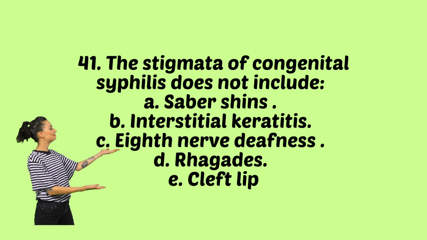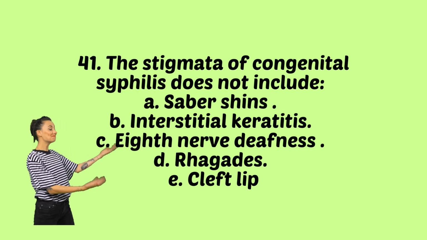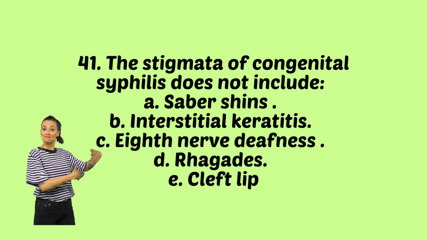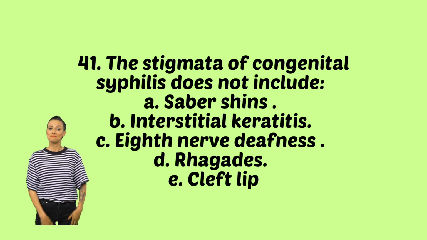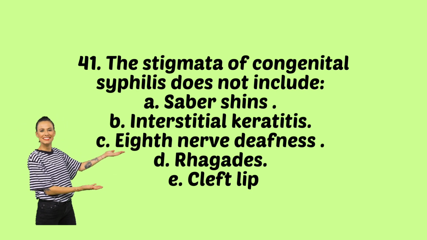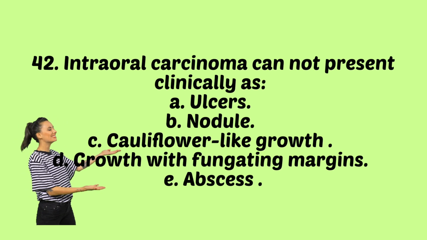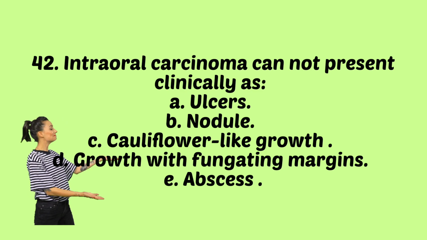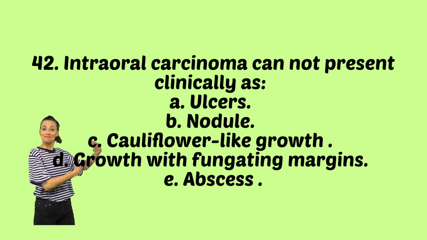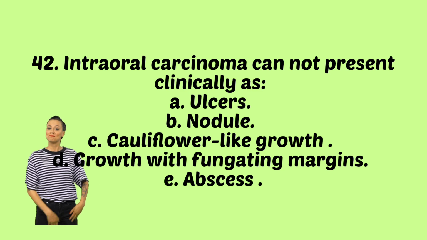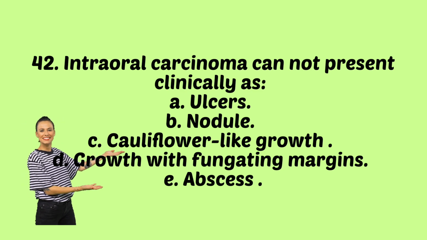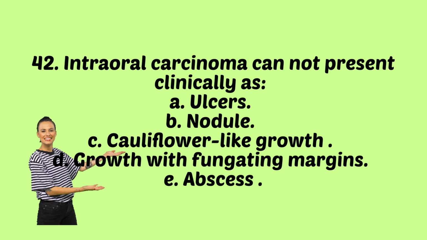41. The stigmata of congenital syphilis does not include A. Seborrheic. B. Interstitial keratitis. C. Eighth nerve deafness. D. Rhagades. E. Cleft lip. Option E is correct. Cleft lip. 42. Intraoral carcinoma cannot present clinically as A. Ulcers. B. Nodule. C. Cauliflower-like growth. D. Growth with fungating margins. E. Abscess. Option E is correct.